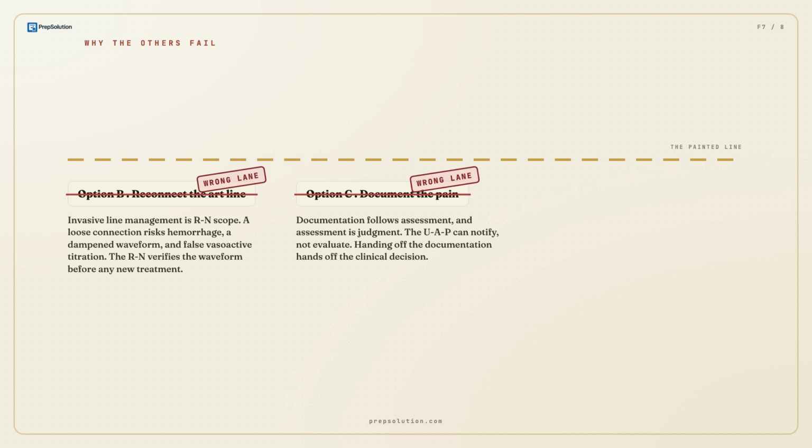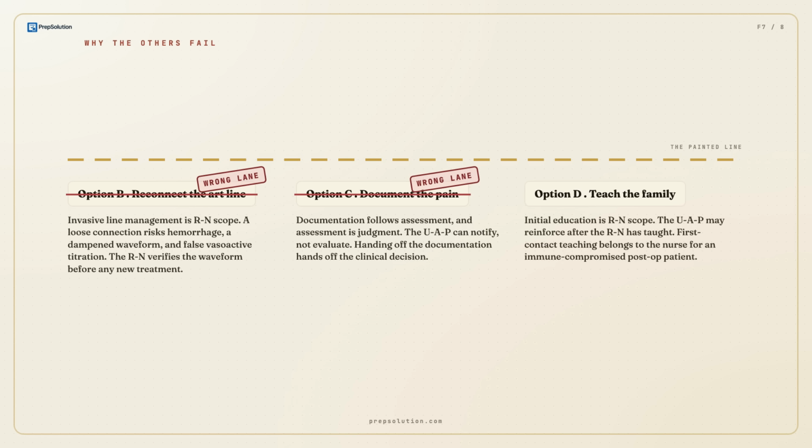Wrong lane. Option D, teach the family. Initial education is RN scope. The UAP may reinforce after the RN has taught. First contact teaching belongs to the nurse, especially when the family is about to walk into the room of an immune-compromised post-op patient. Wrong lane. The task crossed the painted line 3 different ways.